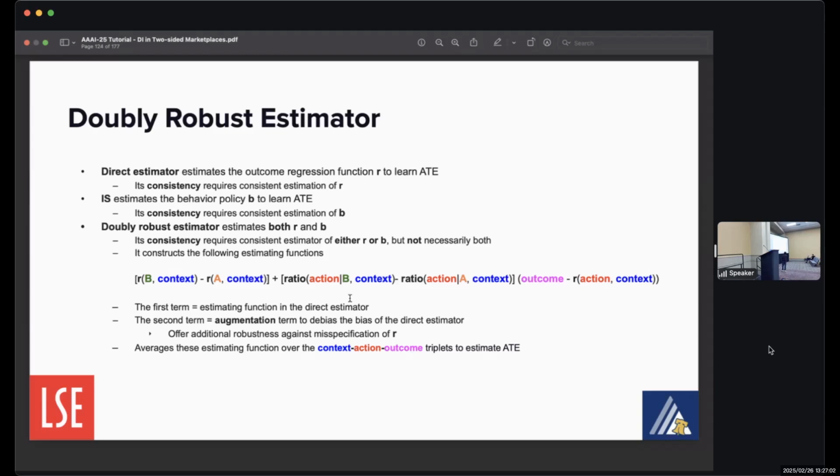And the second term looks a bit complicated, but it basically corresponds to an augmentation term, which relies on the importance sampling ratio. The purpose of adding this second term is to debias the direct estimator, which offers additional robustness properties against model misspecification of the reward function. Once you have this estimating function, you can average it over those context-action-outcome triples in the offline data in order to estimate the ATE. So that's the double robust estimator.